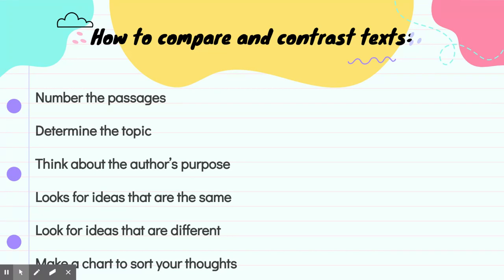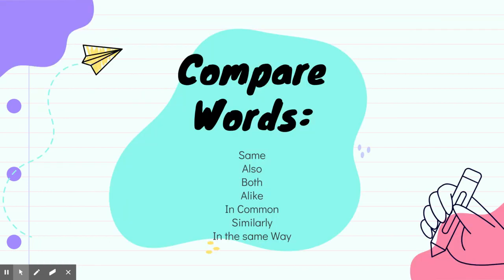You're going to read your text and you're going to determine the topic. So what are they about? You're going to think about your author's purpose. Why are they writing this piece? Why is it important that we're reading these pieces? You're going to look for ideas that are the same. You're going to look for ideas that are different. And then you're going to make a chart or a graphic organizer to sort your thoughts. And we are going to do this together. And you are also going to do this on your own.